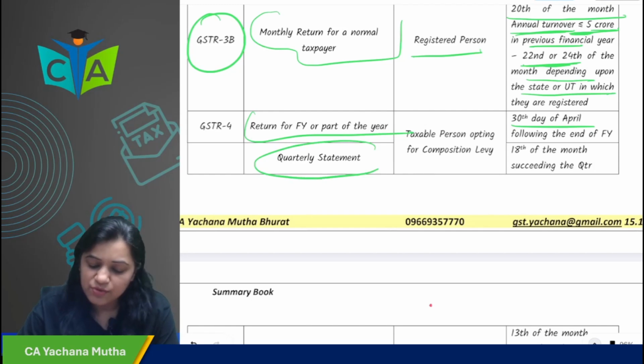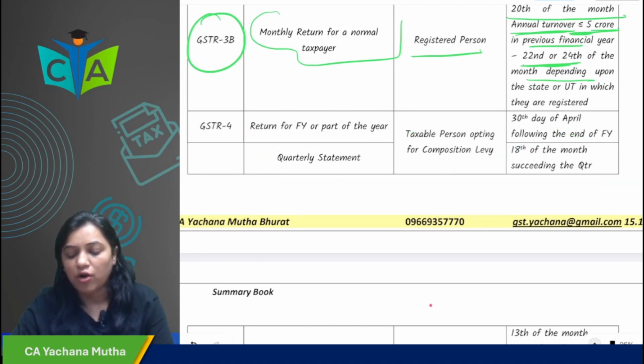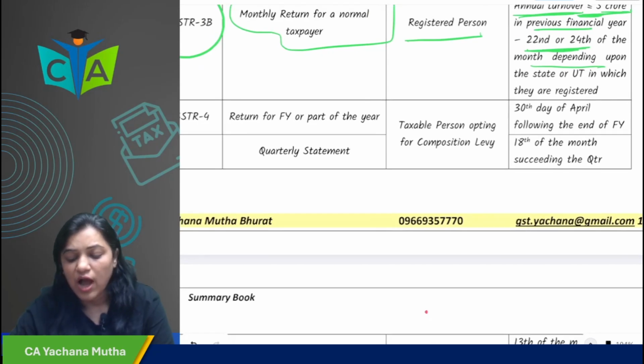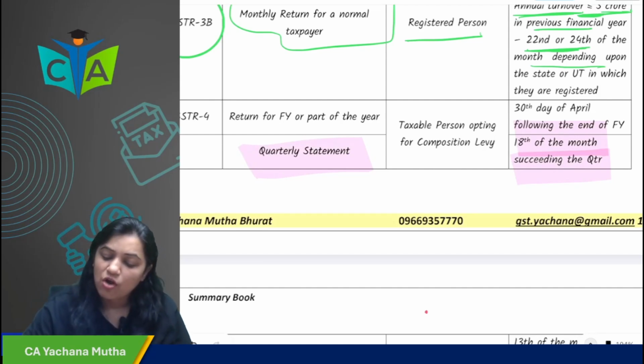And there is one quarterly statement also. Quarterly statement you have to furnish on the 18th of the month succeeding the quarter.